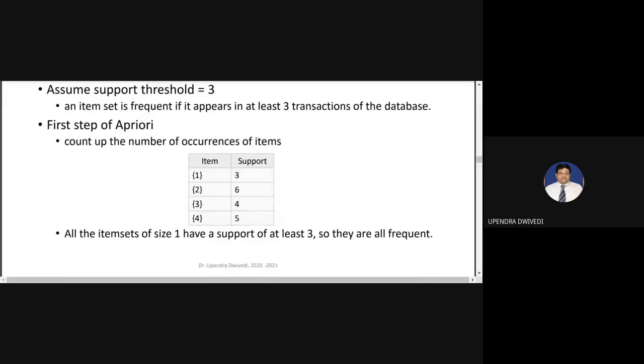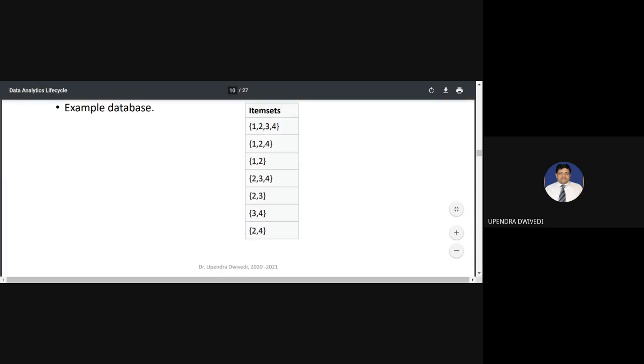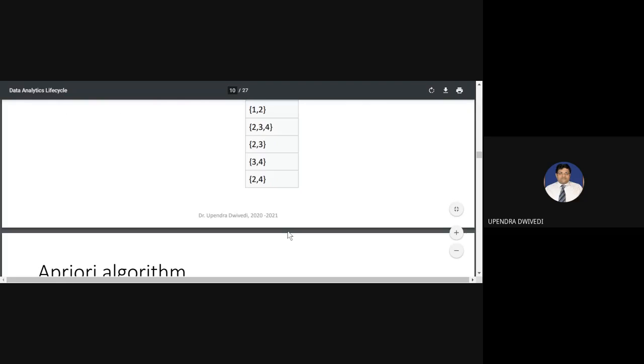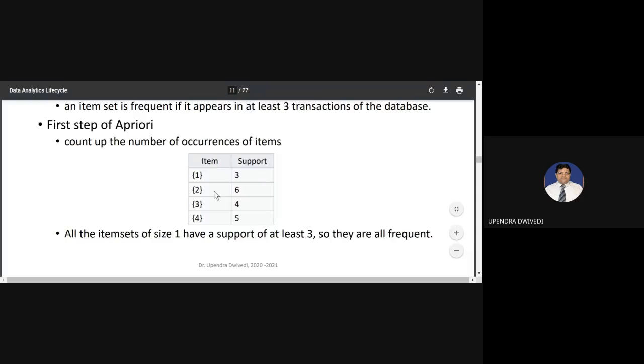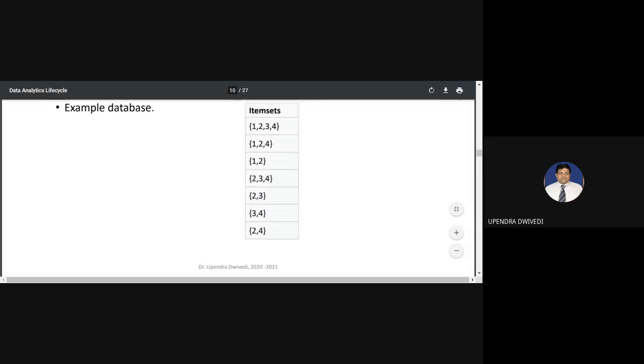Now, the first step of the Apriori algorithm is to count the number of occurrences of each item. So this is our item set: 1, 2, 3, 4; 1, 2, 4; 1, 2; 1, 2; 2, 3, 4; 2, 3; 3, 4; and 2, 4. We take each single item and count its occurrences. So let us count it.